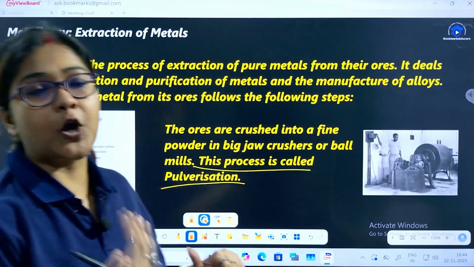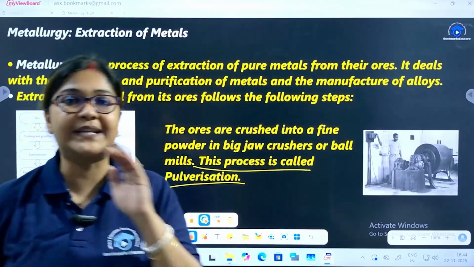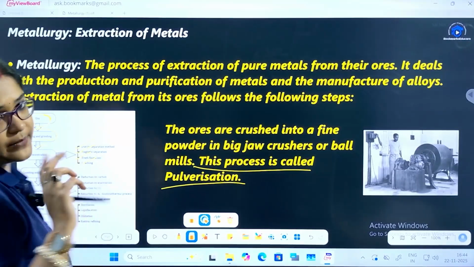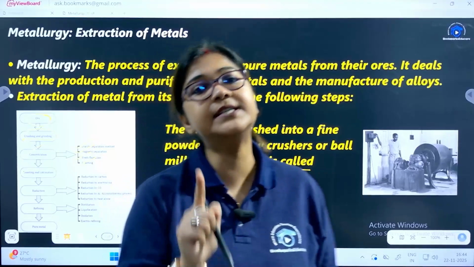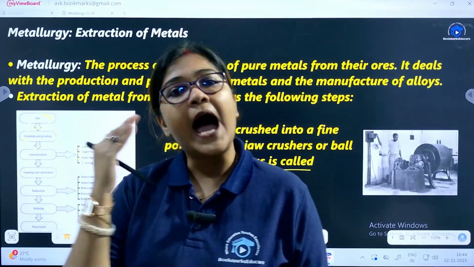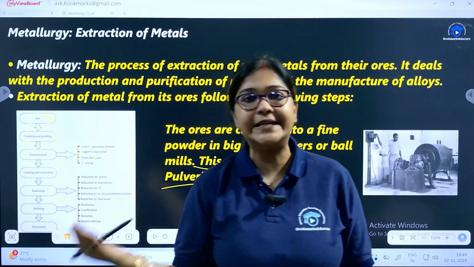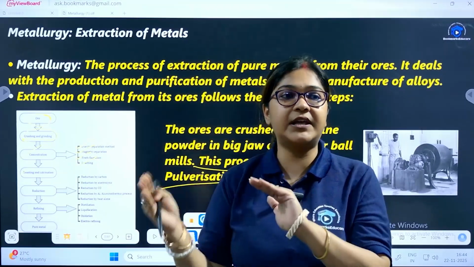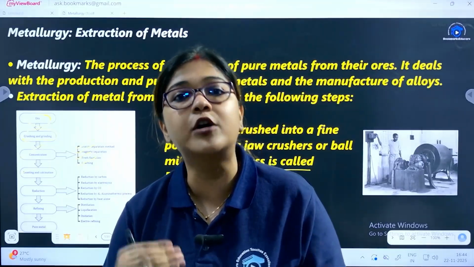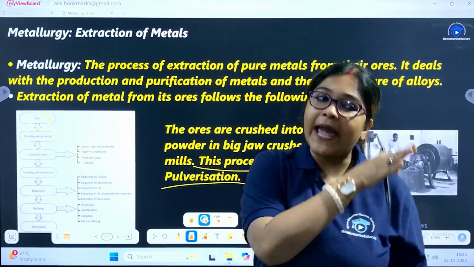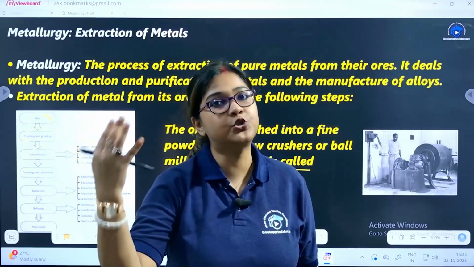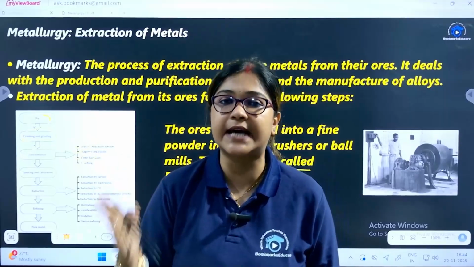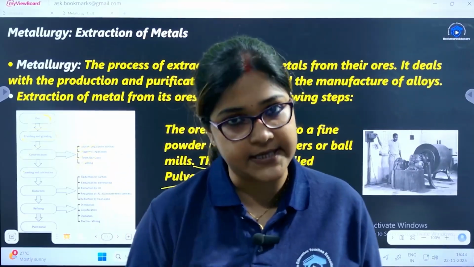After ore dressing, what happens? You have to process that ore into its respective oxides. That is done by 2 different methods: one is roasting, the other is calcination. Why oxide? Because from the oxide it is very easy to reduce the oxides to form metals. That is why any type of ore is first converted to its respective oxides, either by roasting or calcination.